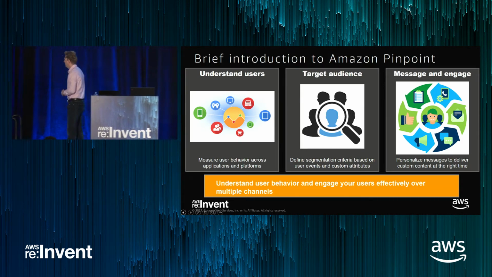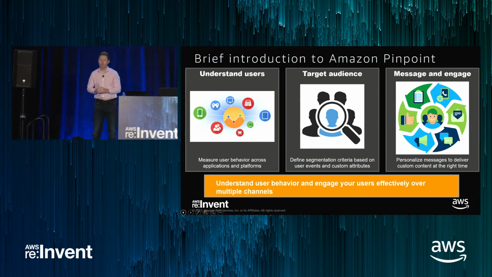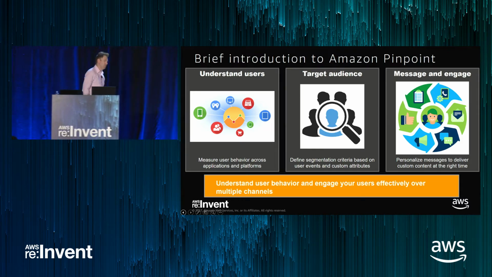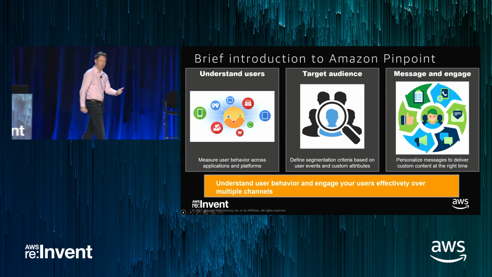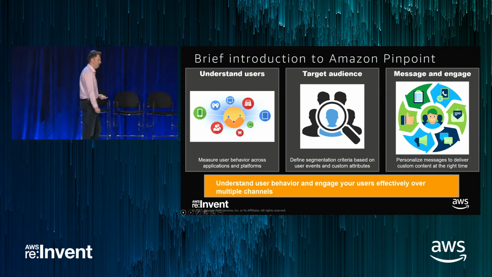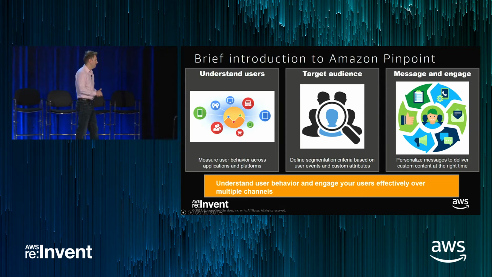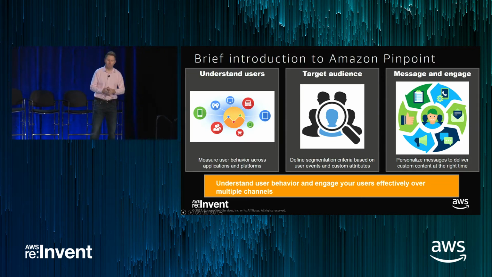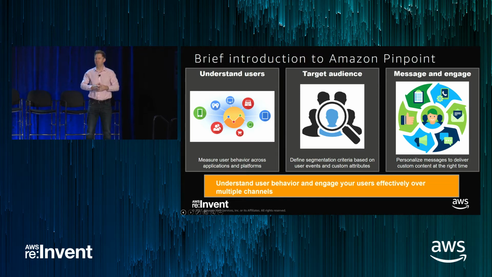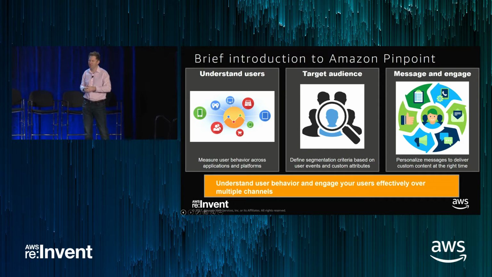And then last is the messaging and engaging. So how do I message you? First, I want to use those attributes because they have a lot of information about you to personalize the message. And then second, I want to understand when is best to message you. So perhaps my business is a restaurant and I want to tell you about tonight's dinner special.